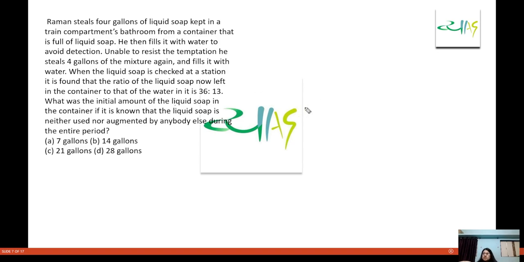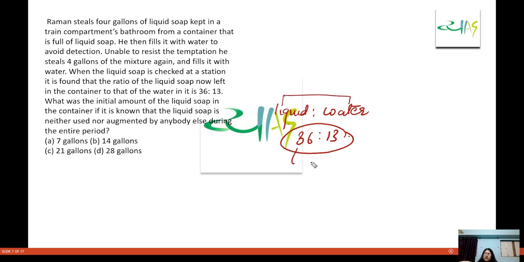In this, the ratio of liquid soap to water is given. How much is it given? 36 is to 13. So now I know the ratio of liquid to total quantity is how much? 36 by 49. That means in 49 liters you have 36 liters of soap liquid left. Fine, that is good information for us.